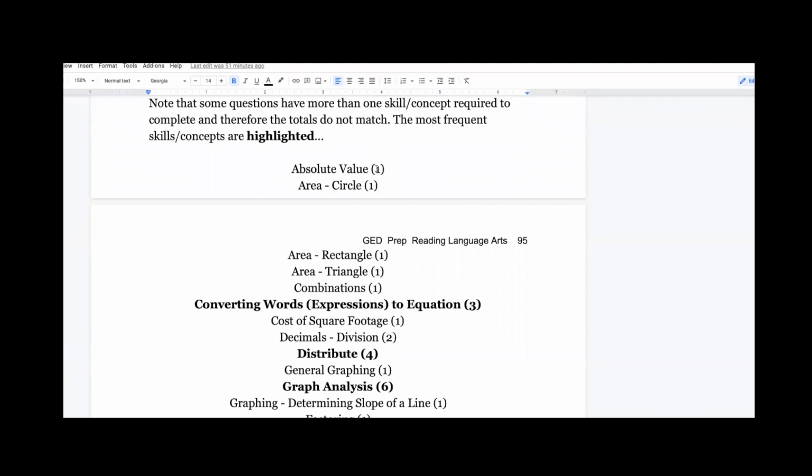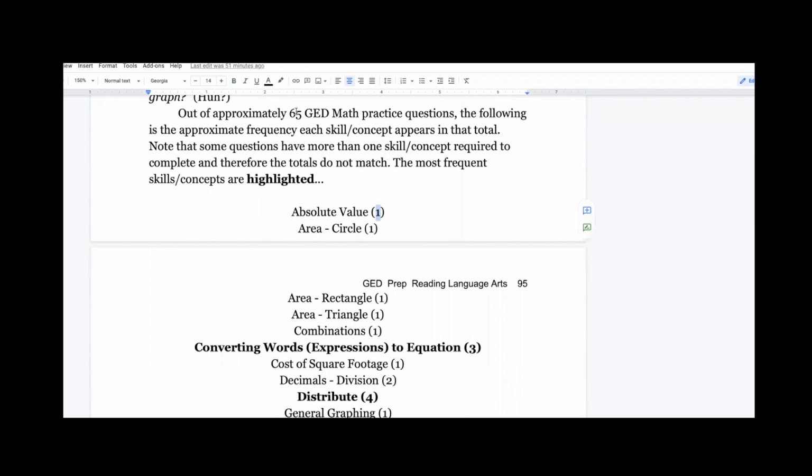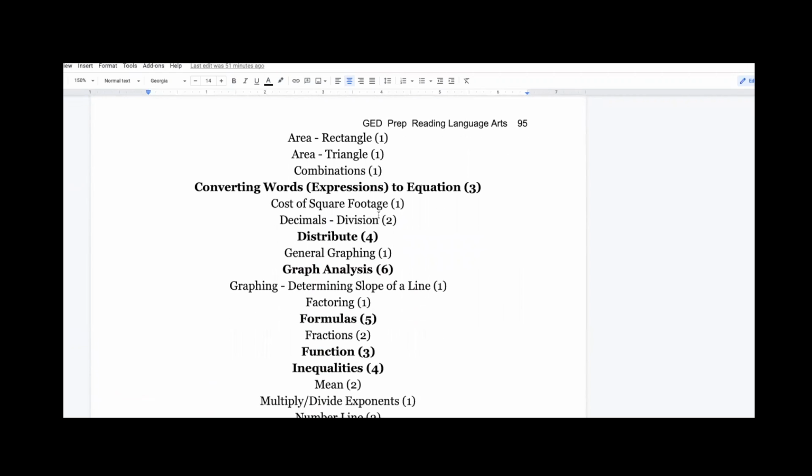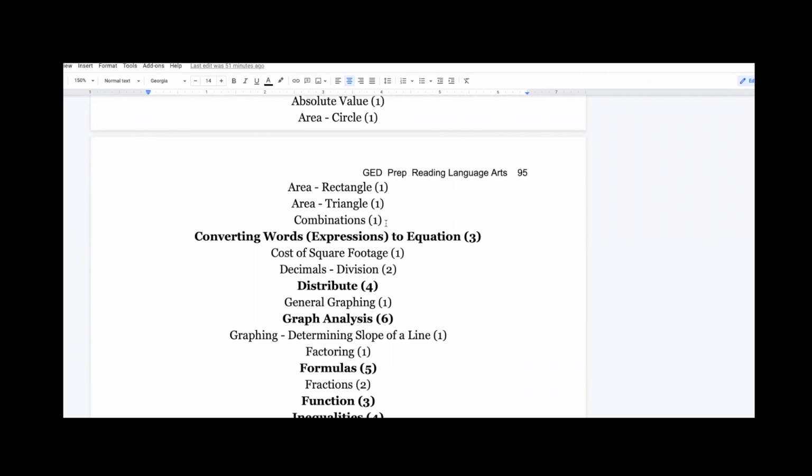This number means out of 65 questions, one question was about what's called absolute value. One was about the area of a triangle. Now notice the highlighted ones: 3 problems out of 65 were converting words or expressions to an equation. Like, Joey has 3 eggs. His sister gave him 3 more. How many eggs does he have in total? You would write 3 + 3 = 6. You're converting words to an equation.